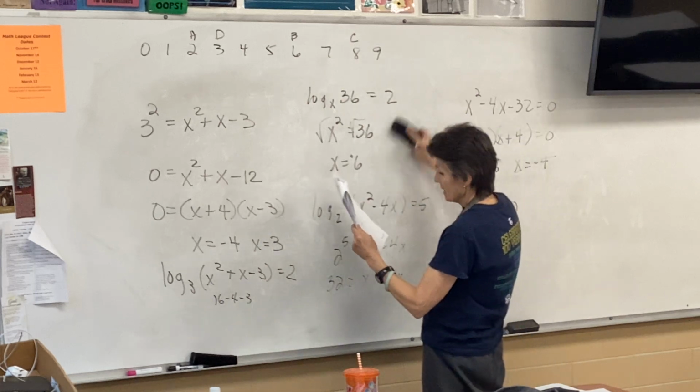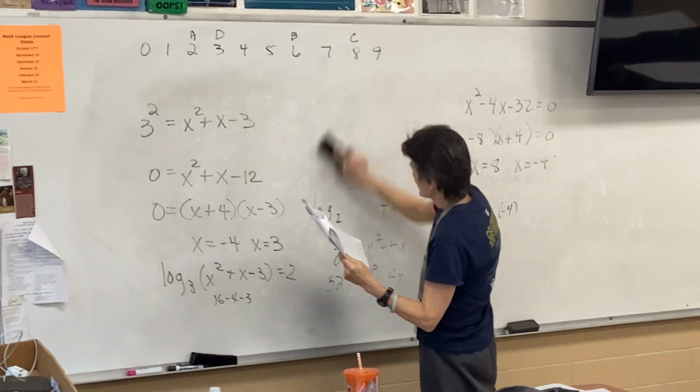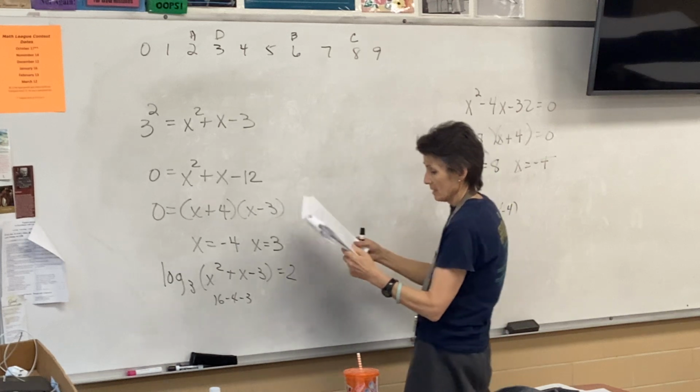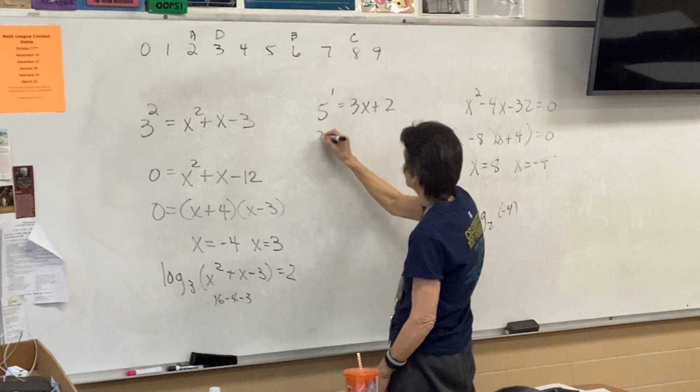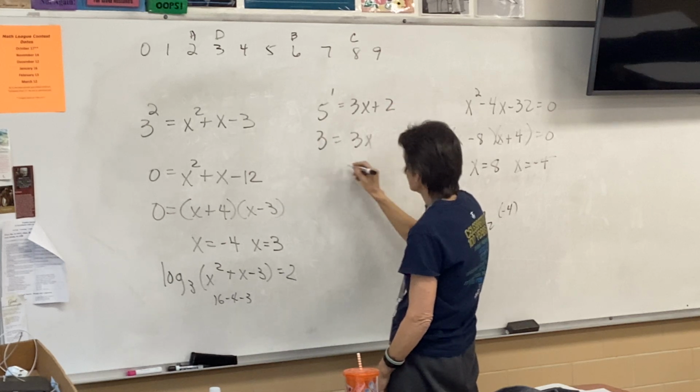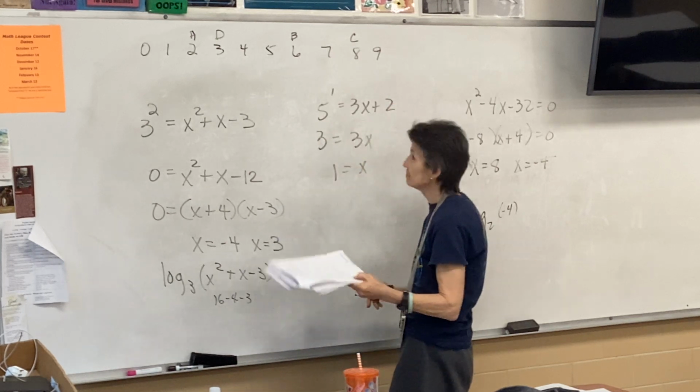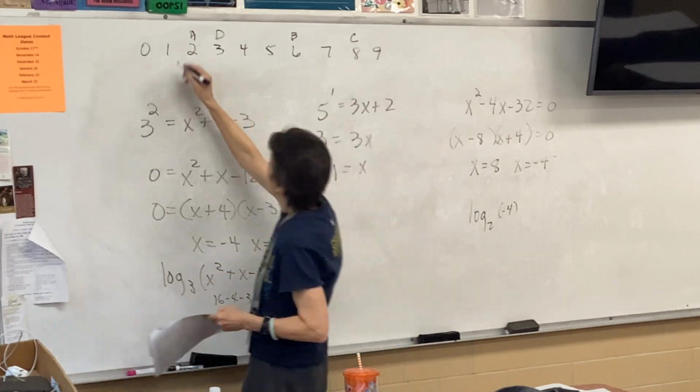Okay, and E is just a log rule. So 5 to the first equals 3x plus 2. Looks like x equals 1 for that guy. So this is E.